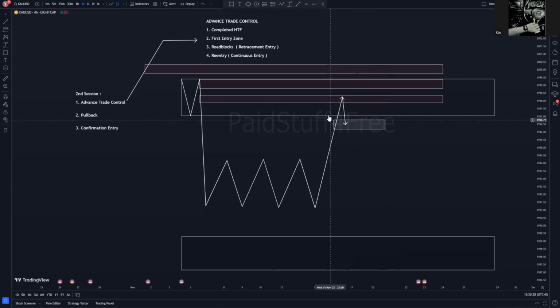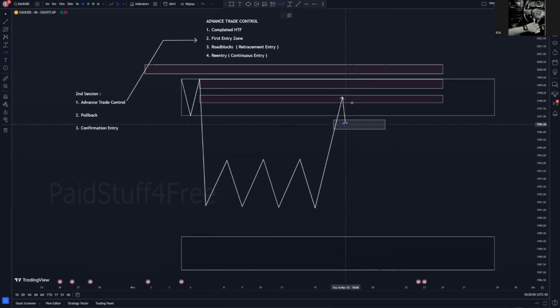So right now, when the price gets into the roadblock, and inside of this roadblock there is a confirmation entry, what will happen? Yes, the price is going to respect the zone and then go up like this. And inside of this first entry zone again, can we use the same zone again? Yes, exactly. Why? Because this zone is still valid.